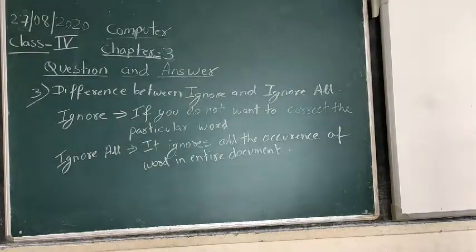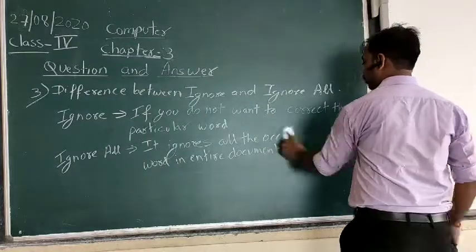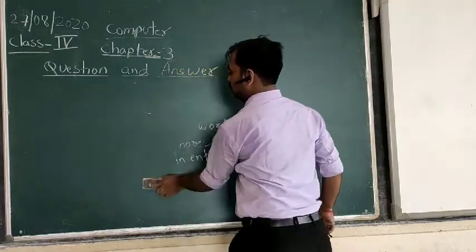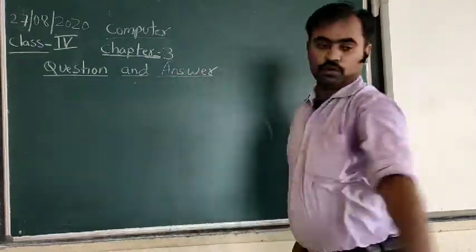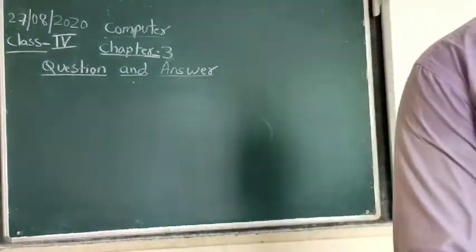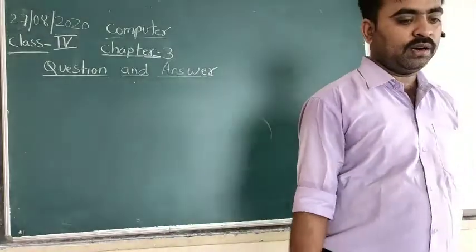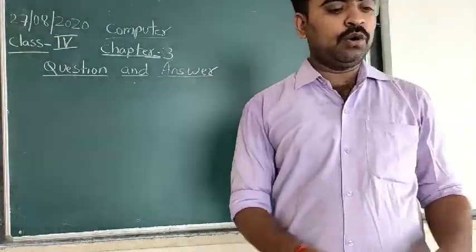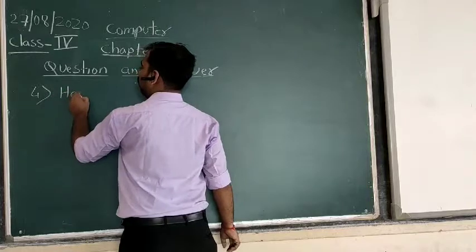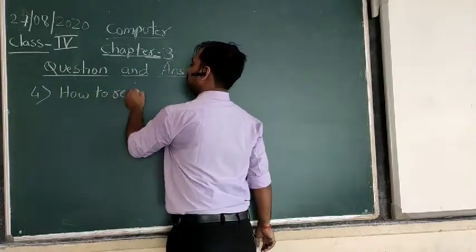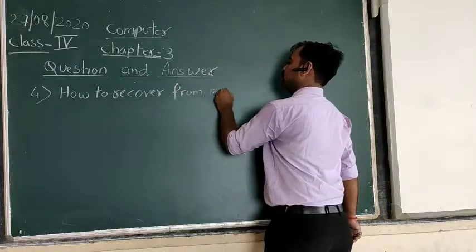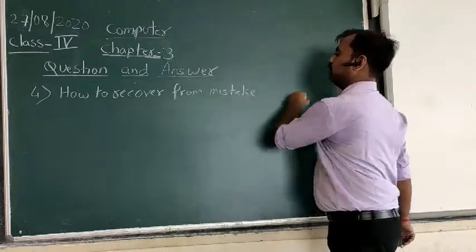So now we move to the fourth question. The fourth question of this chapter is, how can you recover from making a mistake in a Word document if you do not want to retype the whole thing? So the fourth question is, how to recover from a mistake.